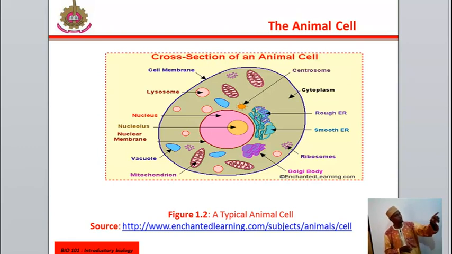If you look at it, there is no chloroplast in the animal cell, which makes animals unable to synthesize their food as the plants are doing. The plant can synthesize its food because it has chloroplast in its cell, which is the organelle that can trap the radiant energy during photosynthesis.